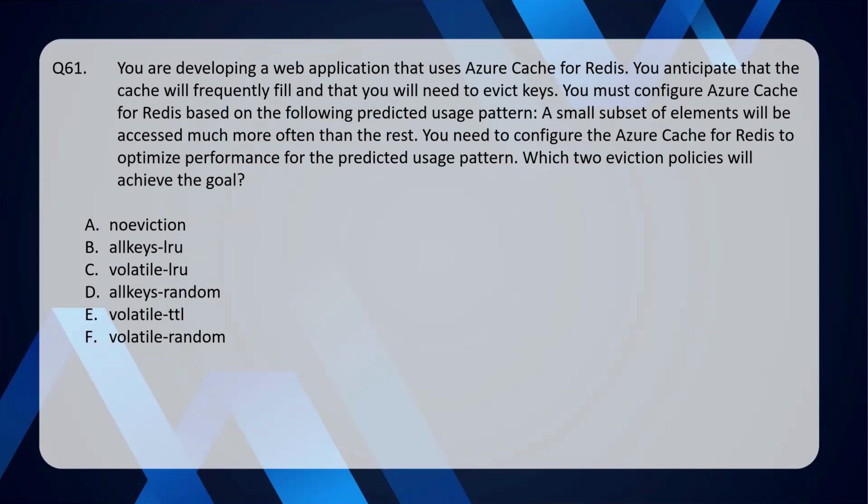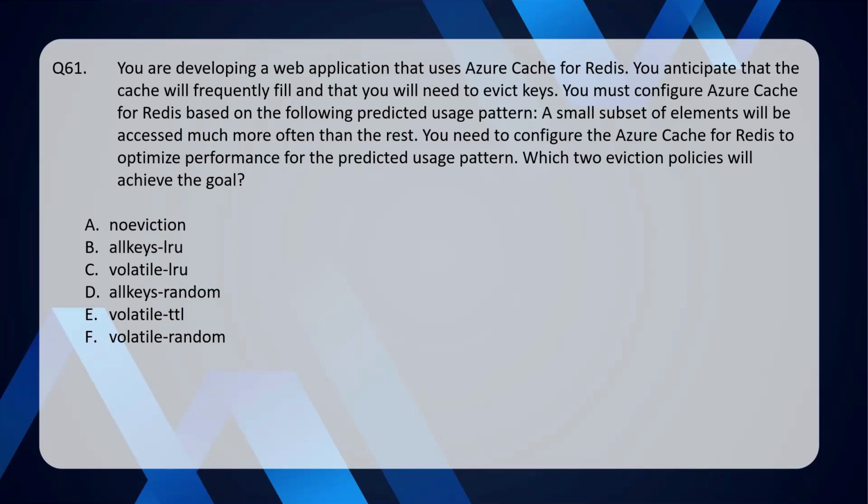You need to configure the Azure Cache for Redis to optimize performance for the predicted usage pattern. Which two eviction policies will achieve the goal? Your options are no eviction, all keys LRU, volatile LRU, all keys random, volatile TTL, volatile random.